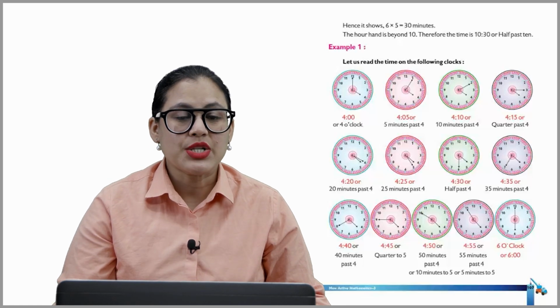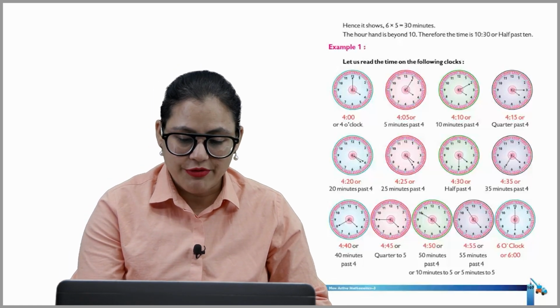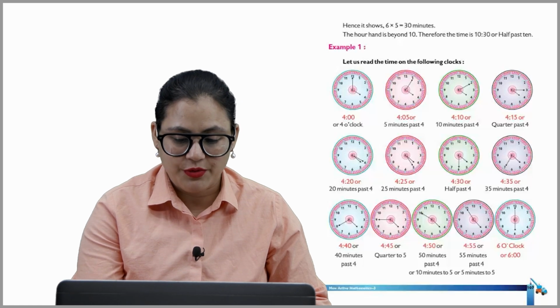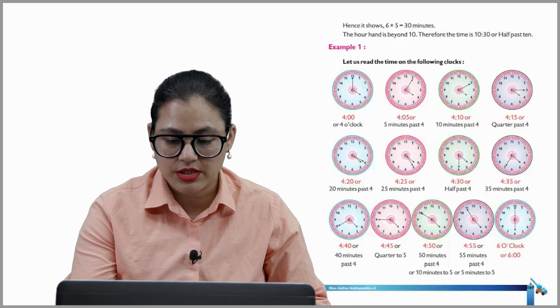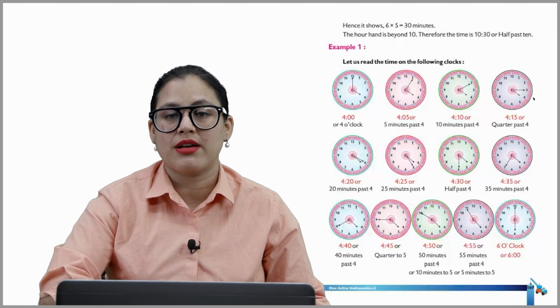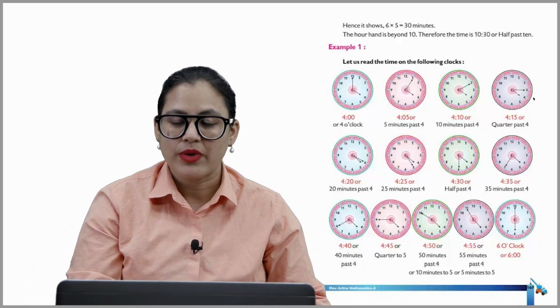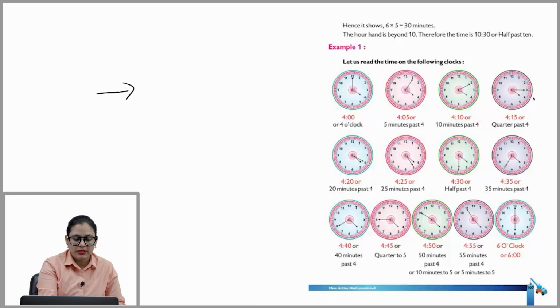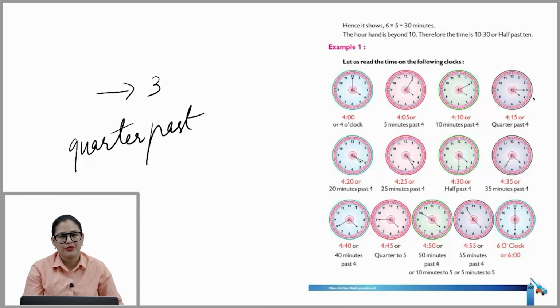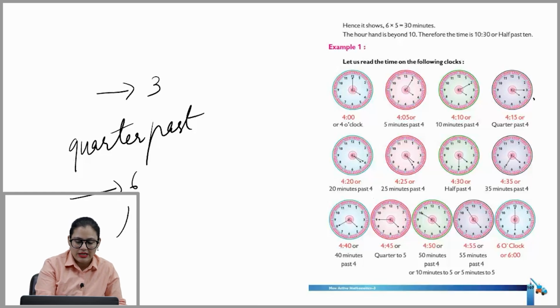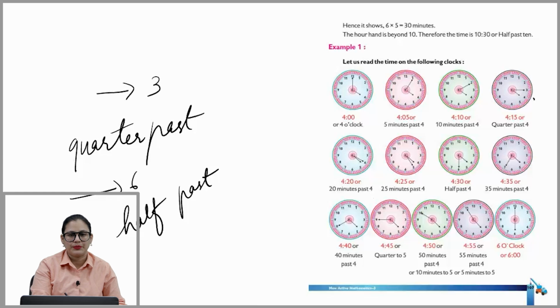Okay, example 1. Let us read the time on the following clock. This is 4 o'clock. 5 minutes past 4. This 10 minutes past 4. Now, at 3, it is 15 minutes past 4 or quarter past, okay. Whenever the minute hand is at 3, we write it as quarter past, okay. So, quarter past 4. Next, 20 minutes past 4 or 4:20. This is 4:25 or 25 minutes past 4. Then 30, or you can say half past. Whenever minute hand is at 6, we write it as half past, okay.